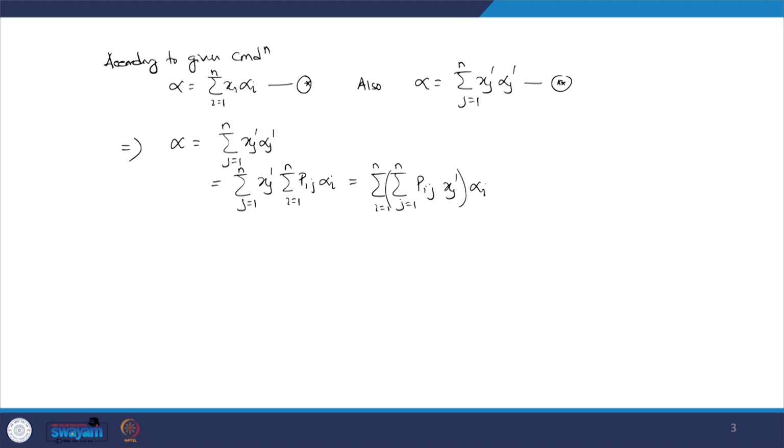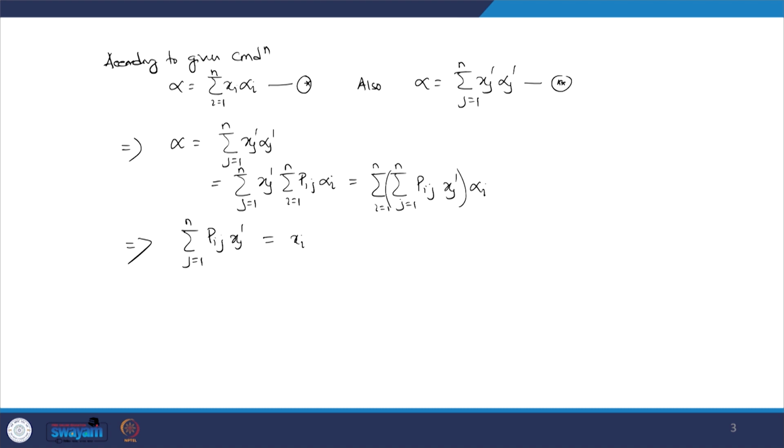So, what does it represent then? This implies that if I want to know the coordinate matrix of alpha with respect to the ordered basis B, because I have written alpha as a linear combination of alpha i, sigma P i j xj prime is basically the ith component of the coordinate matrix of alpha with respect to the ordered basis B. So, this sum, j equal to 1 to n, is nothing but simply xi.